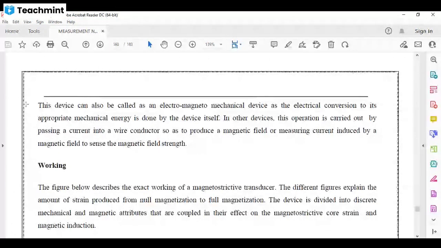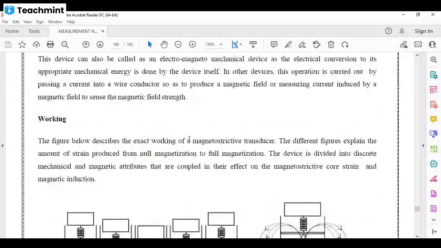And this device can also be called an electromagneto-mechanical device, as the electrical conversion to its appropriate mechanical energy is done by the device itself. And in other devices, this operation is carried out by passing a current into a wire conductor to produce a magnetic field, or measuring current induced by a magnetic field to sense the magnetic field strength.